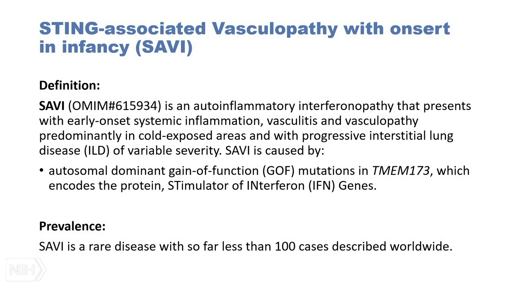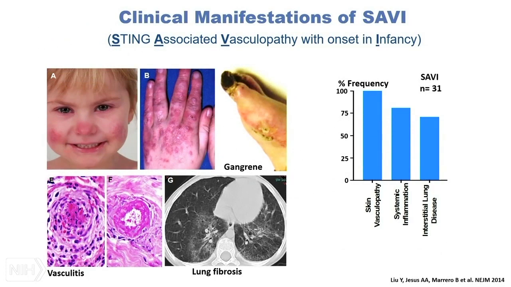The mortality of both untreated CANDLE and SAVI is about 30% from published cases in the literature. These diseases have been a new addition and pointed to novel pathways, to type 1 interferon in causing innate immune dysregulation and phenotypes, and have really expanded our armamentarium of drugs that we use to treat patients with autoinflammatory diseases.